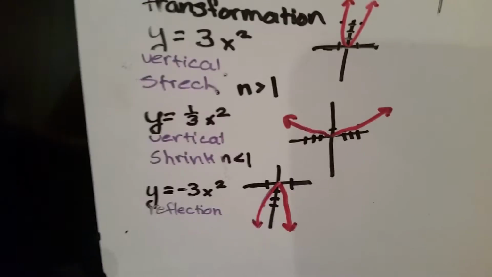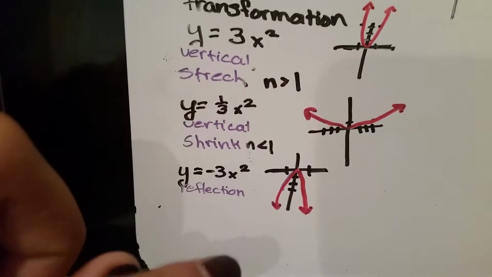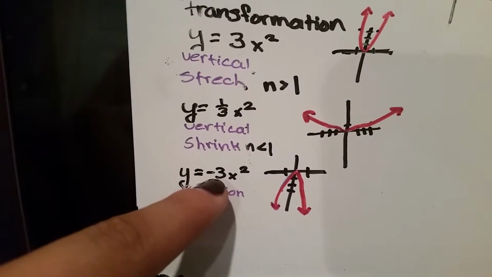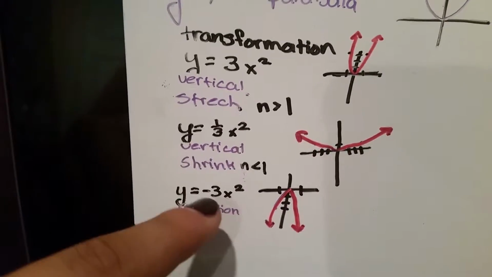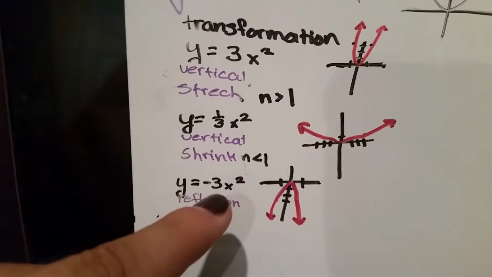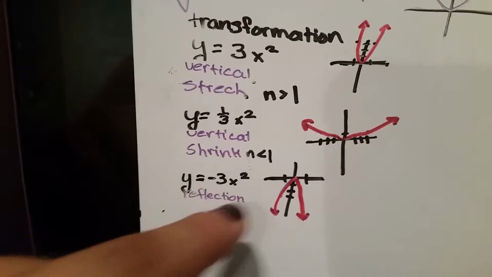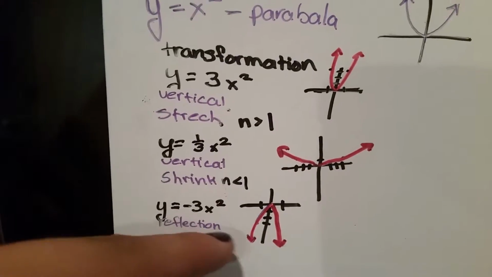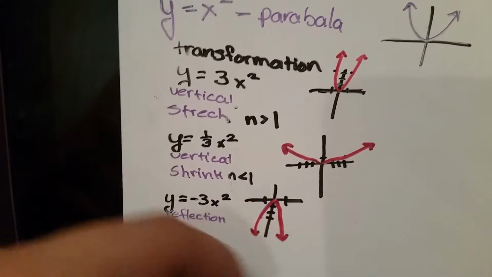Now we're going to look at reflection. If you have a reflection, that means it's going to flip over the x-axis. So in order to have a reflection, there has to be a negative in front of the slope. If there's a negative in front of the slope, that means it's going to reflect. So this is still going to be a vertical stretch because it's greater than 1. So it's going to be a reflection plus a vertical stretch. So you're going to reflect it, and it's going to go down 3, over to the right and left 1.